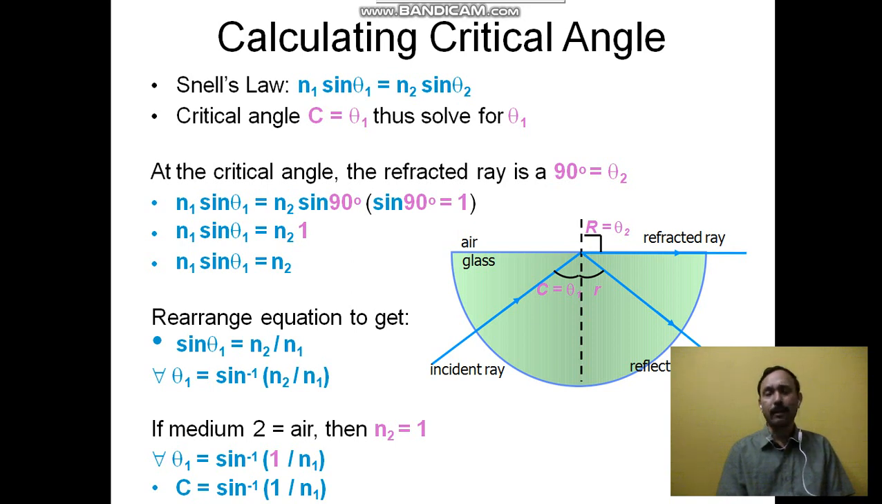If medium 2 is air, as we have already shown, then N2 is equal to 1. So theta 1 is equal to sine inverse of 1 by N1. Theta 1 is equal to C, the critical angle, so C is equal to sine inverse of 1 by N1. Always remember, when the rarer medium is air, the critical angle is equal to sine inverse of 1 by N1.